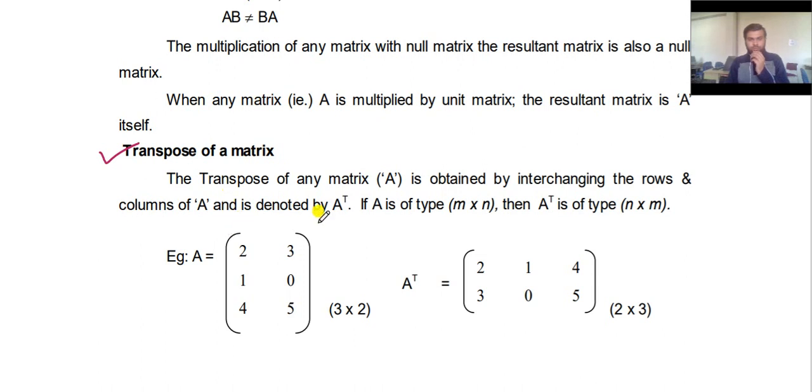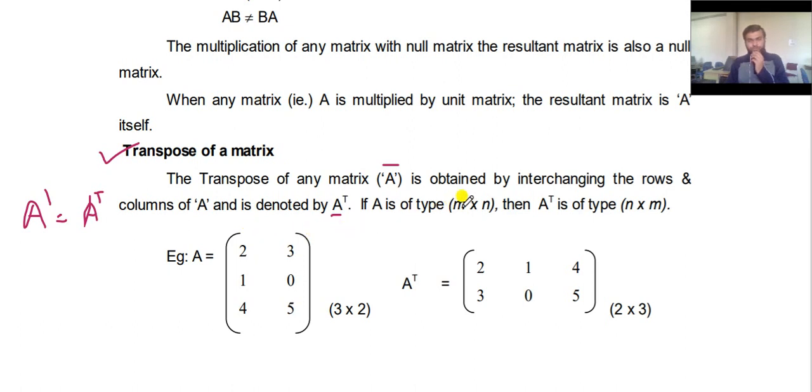Suppose we have a matrix A. When we do the transpose of the matrix, it will be written as A to the power T, meaning transpose of A. In some books, the transpose of a matrix is also denoted by A dash. That is another kind of presentation of the transpose of the matrix. So you may write A dash or A to the power T after transposing a matrix A.